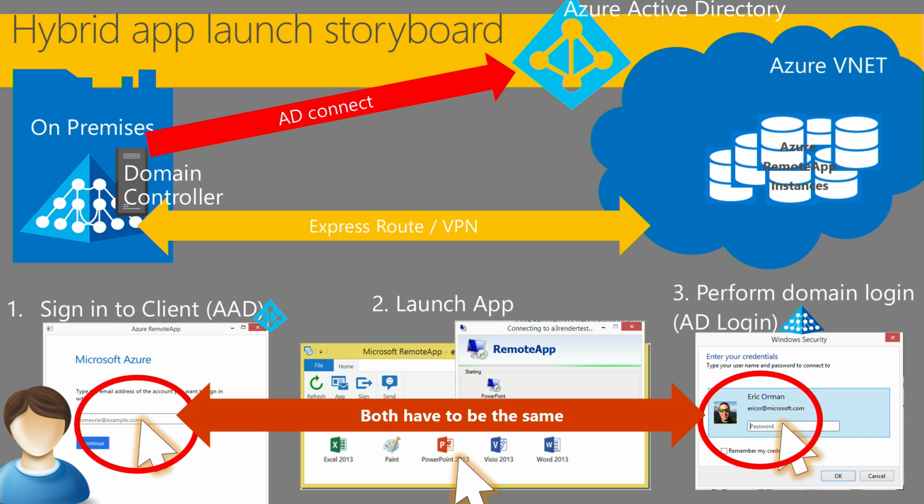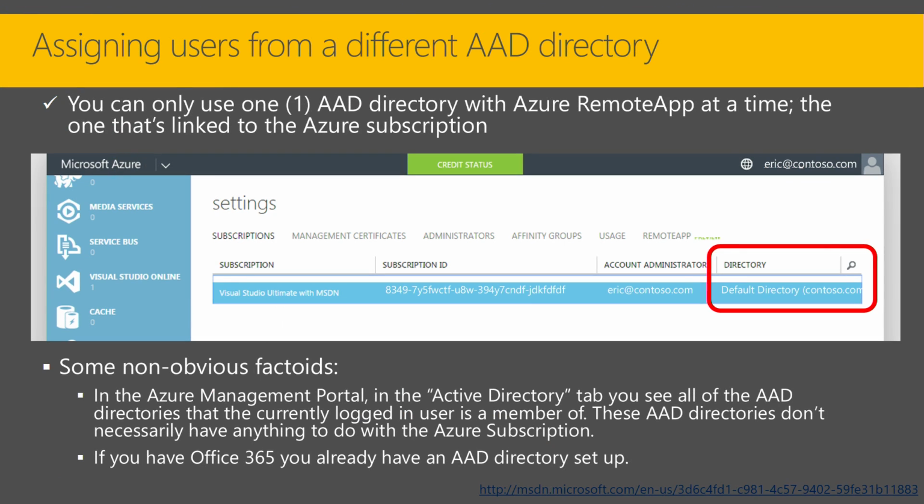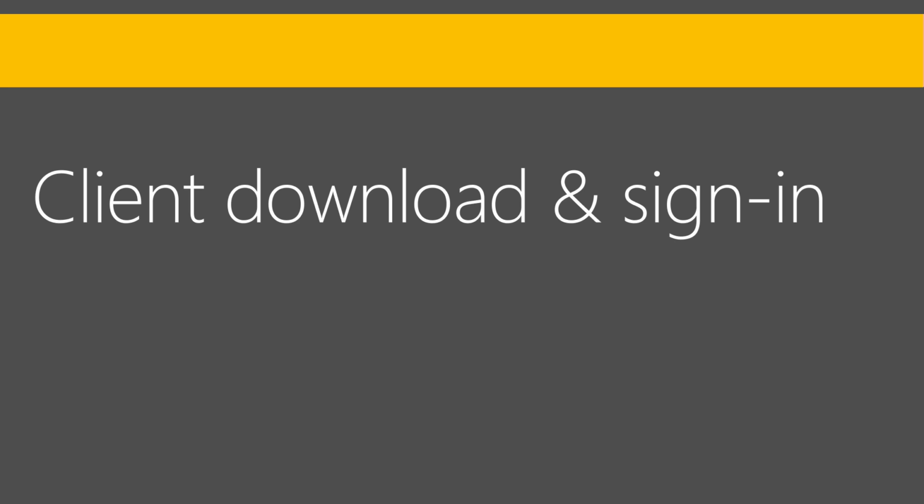At the end of the day, they both need to be the same in order for a hybrid deployment or a domain join to work. That's the key takeaway for that. I talked about how you can only assign users from one directory. You can have multiple domains in a directory, but we don't support multiple directories. That's pretty self-explanatory. Again, it's catch up.